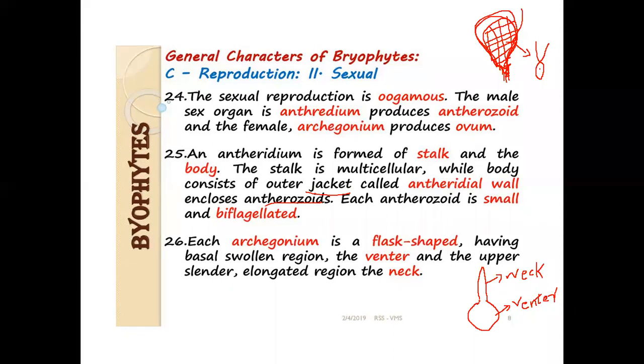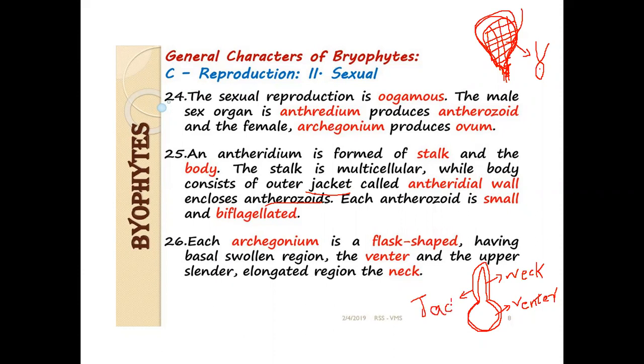The archegonium is also surrounded by an archegonial wall, and at the same time a protective layer called a jacket layer. This is an important point of bryophytes: in bryophytes, the sexual organs are surrounded by a protective layer called a jacket layer.